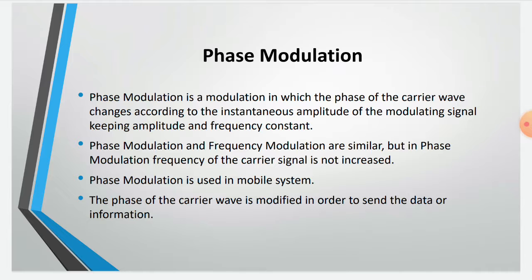Phase modulation. Phase modulation is a modulation in which the phase of the carrier wave changes according to the instantaneous amplitude of the modulating signal, keeping amplitude and frequency constant. Phase modulation and frequency modulation are similar, but in phase modulation, the frequency of the carrier signal is not increased. Phase modulation is used in mobile systems. The phase of the carrier wave is modified in order to send the data or information.